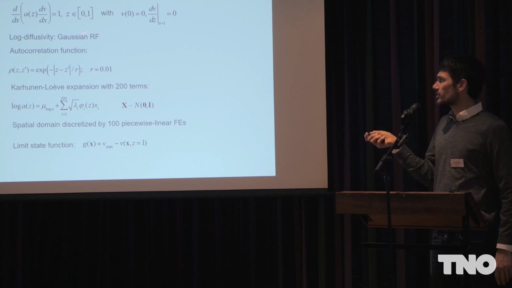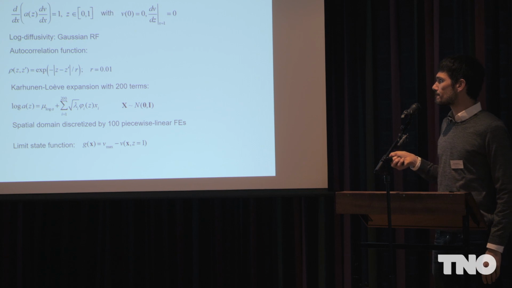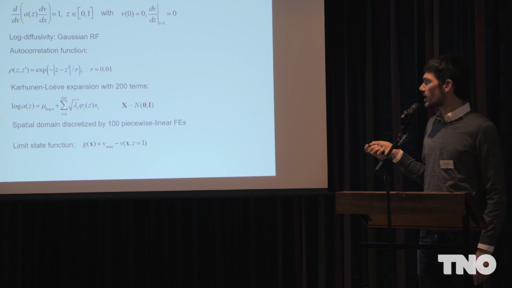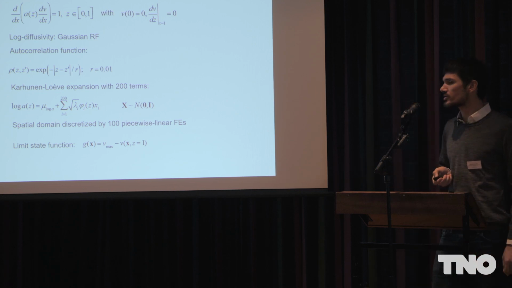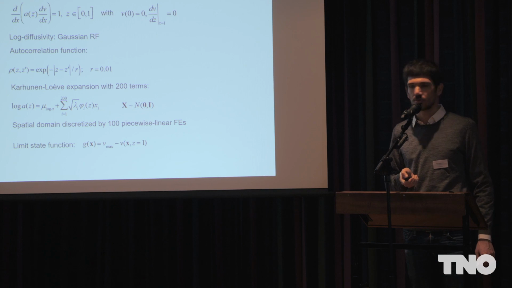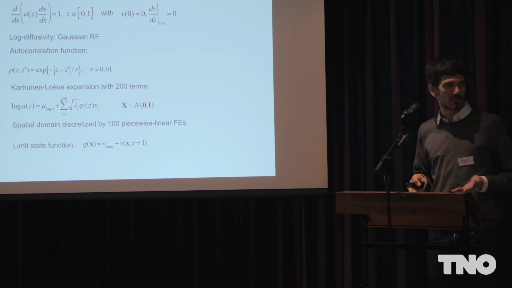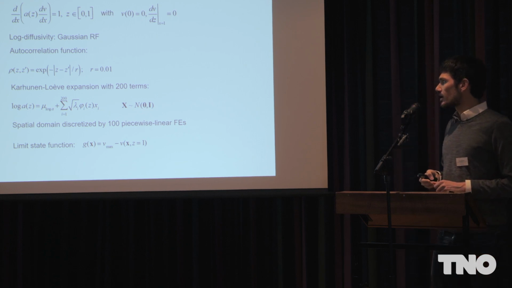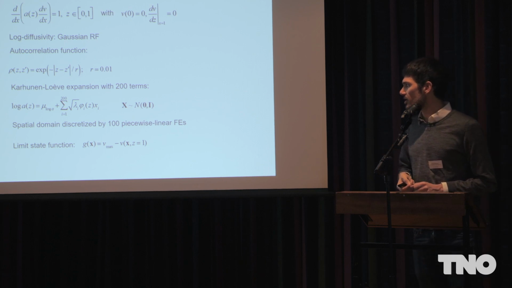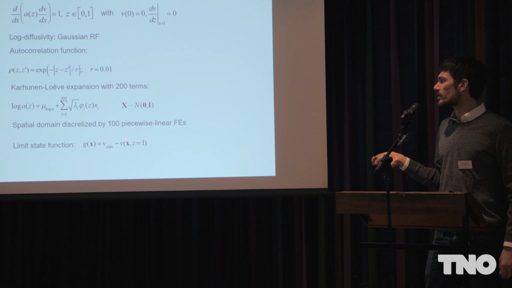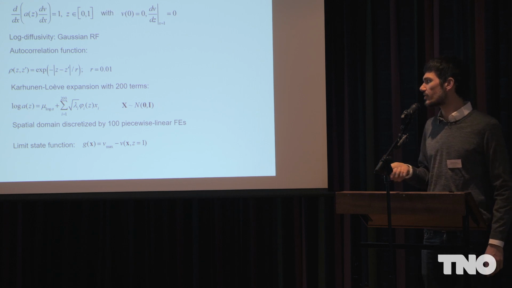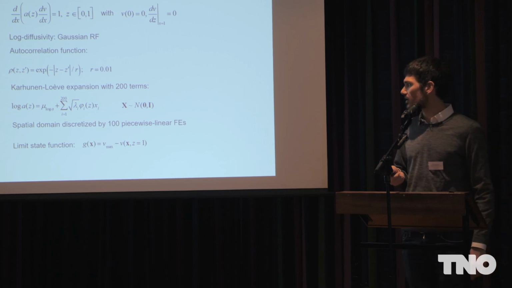It's a very standard problem that, for example, could be used to model the static equilibrium of a bar. The log diffusivity in this problem is modeled by a Gaussian random field with a certain autocorrelation function, and it is discretized by the Karhunen-Loève expansion, which leads to 200 random variables. So it's a pretty high-dimensional problem. The spatial domain, in this case, is discretized by 100 piecewise linear finite elements, and the limit state function restricts the value of the unknown function at the end of the domain.